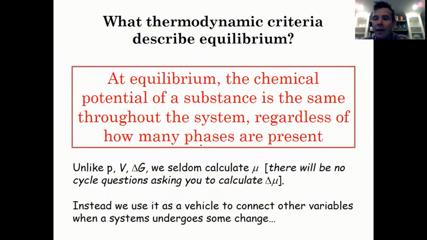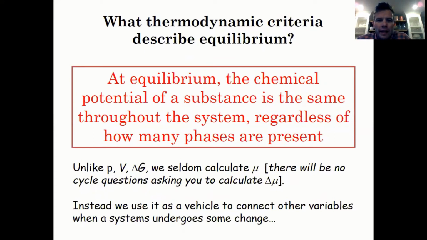I can now answer for you this question, which was burning in your mind, I'm sure. What thermodynamic criteria describe equilibrium? Here's the answer. At equilibrium, the chemical potential of a substance is the same throughout the system, regardless of how many phases are present. If you're taking notes, write this into your notes and circle it. This is going to be our definition of equilibrium moving forward.